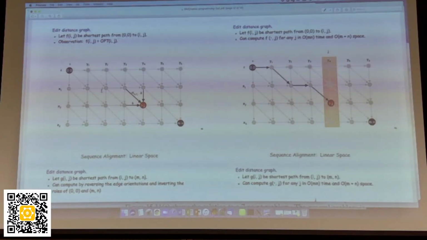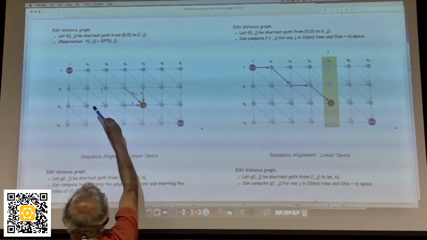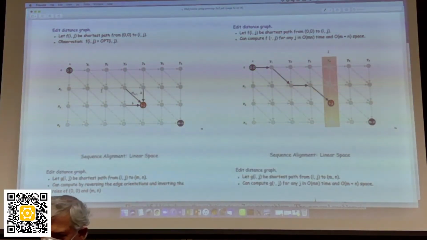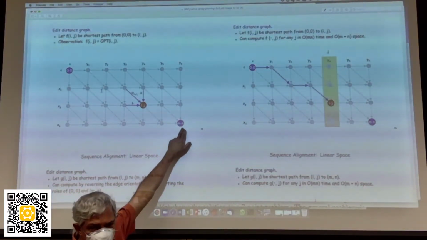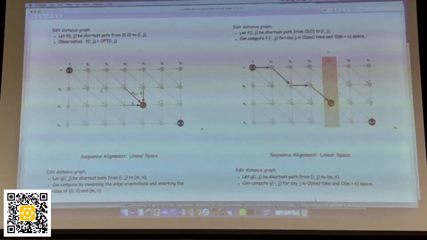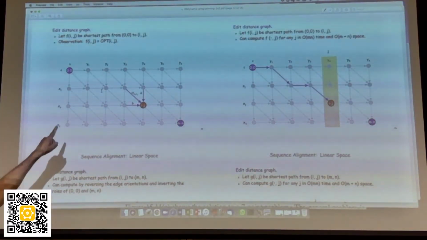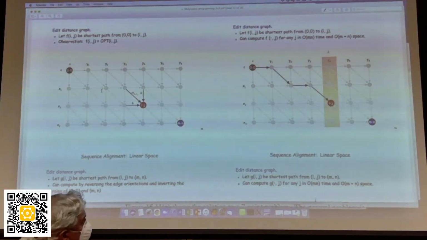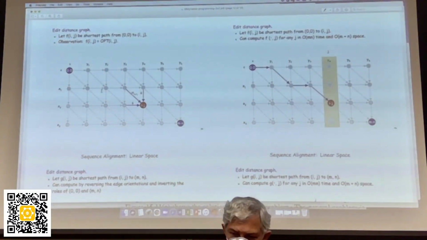So in particular, what we want to do is to figure out the best path from 0,0 to m comma n, because we know that's the answer we want. We know that's where we have to start, because at the start, both strings are empty. And then we need to figure out an optimal path. And that optimal path, if we do this row by row, we can eventually figure it out.